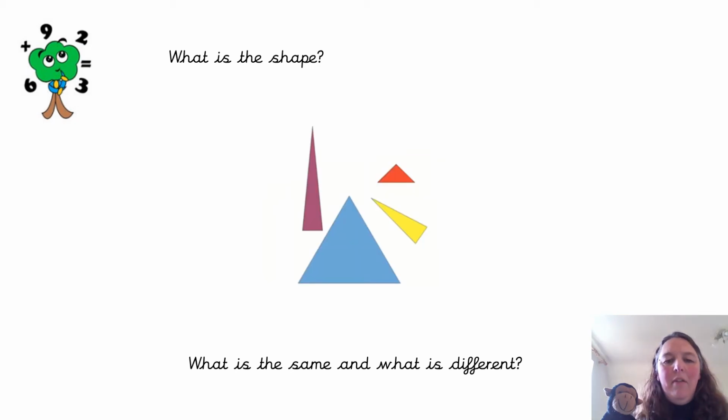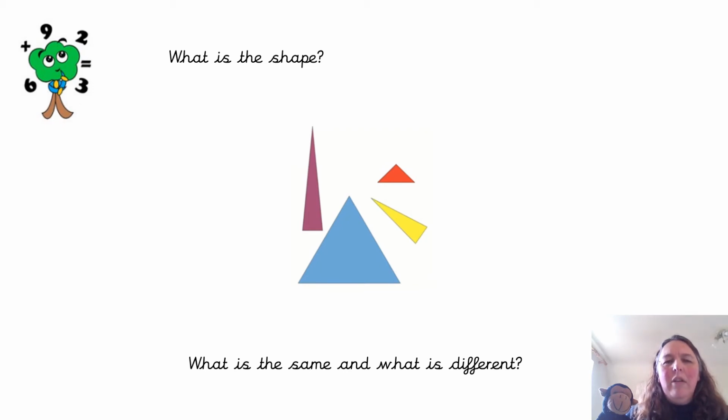So what are these shapes on this slide? Have a good look at them. What are all of these shapes? Maths Monkey, do you know? Maths Monkey thinks they're all triangles. What makes them a triangle? What's the same about these shapes and what's different? Have a good look at them.